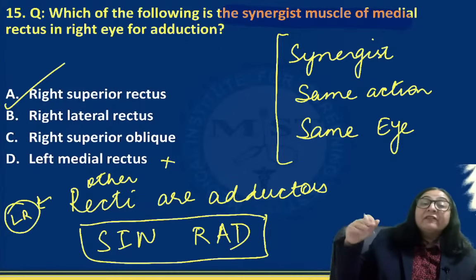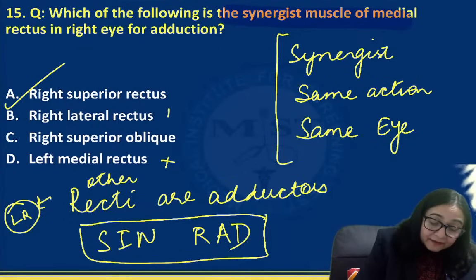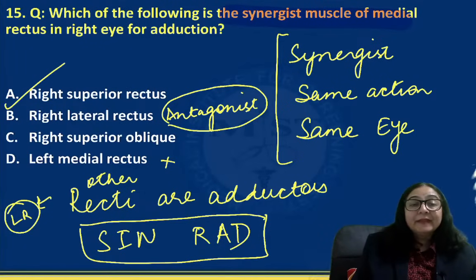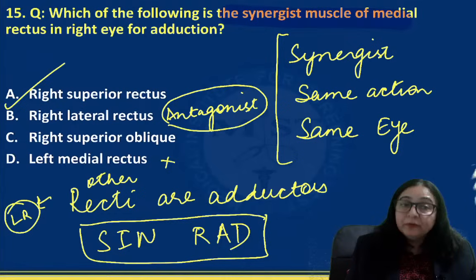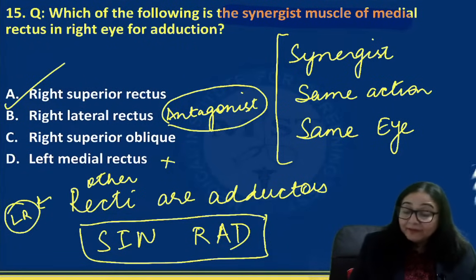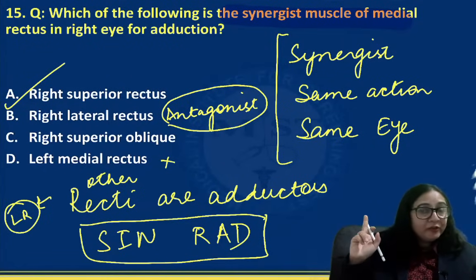Right? Lateral rectus तो abduction करती है. So this is an antagonist to the medial rectus. Okay, superior oblique भी abduction करती है. So it will also be an antagonist, not synergist. And the synergist muscles, they have to be in the same eye. So we are not talking about yoke muscle beta.